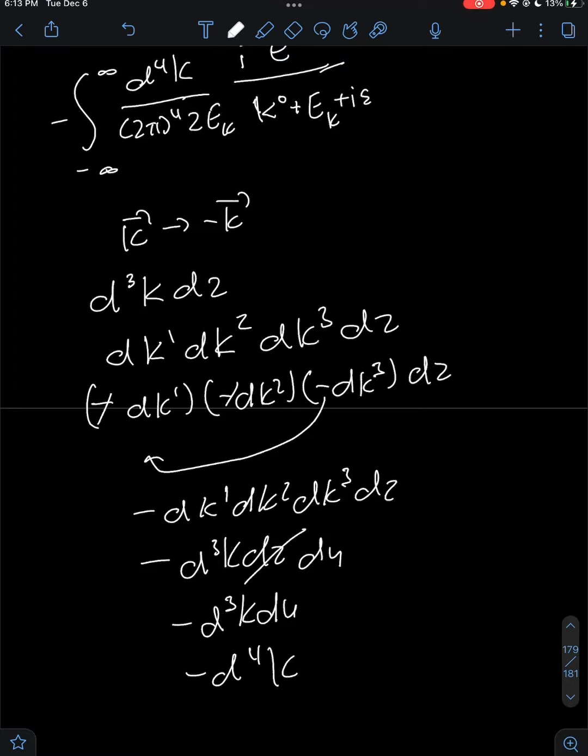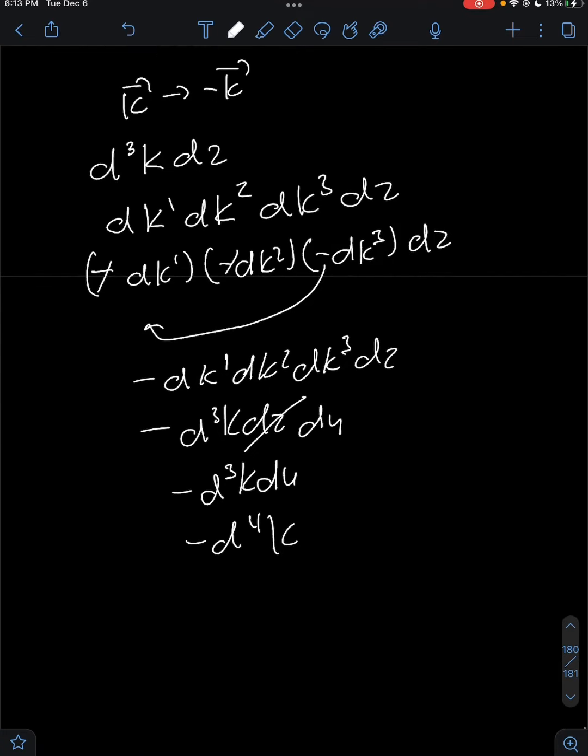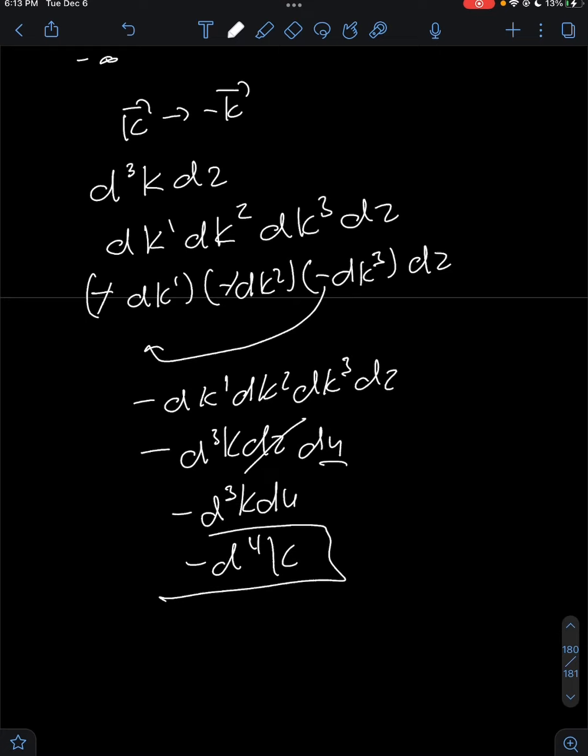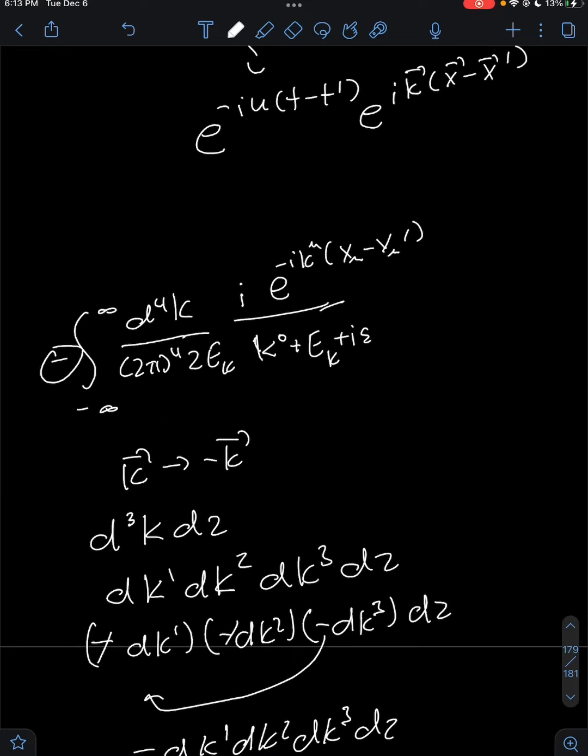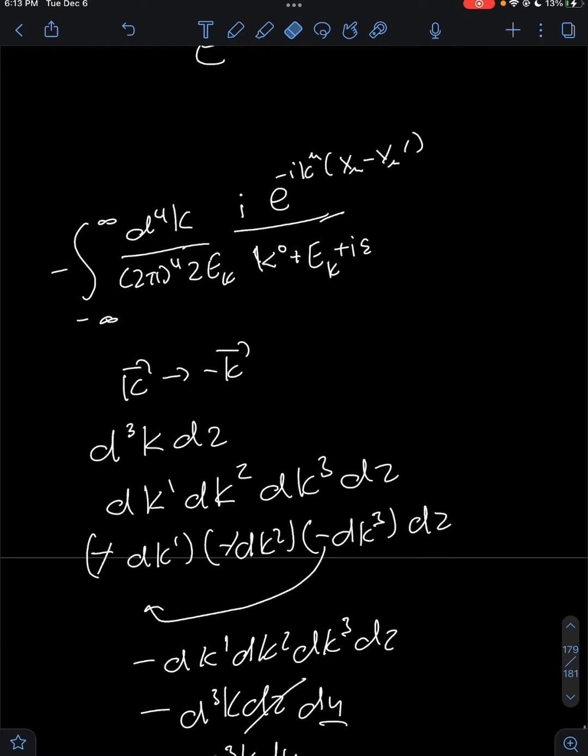So again, we're doing a bit of a sneak over here. We are letting u assume the role of k naught, but we're not going to change u to minus u directly. So we have this over here, and that's responsible for the negative term right over here.